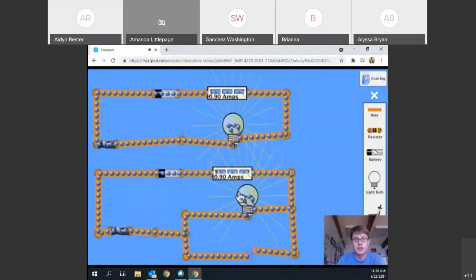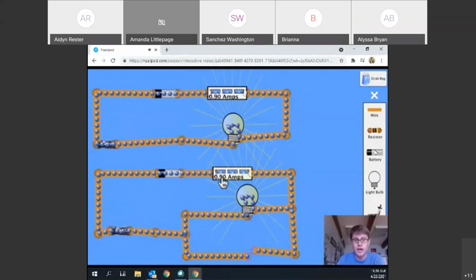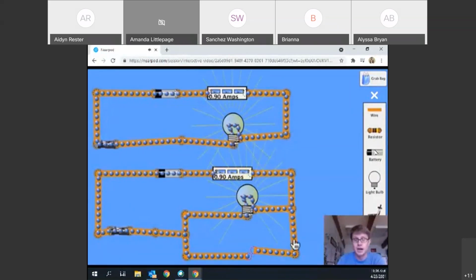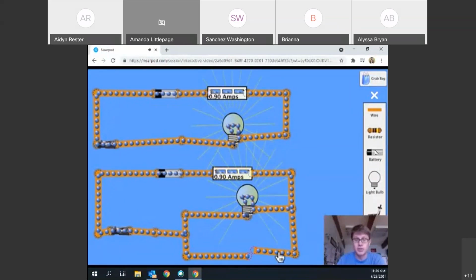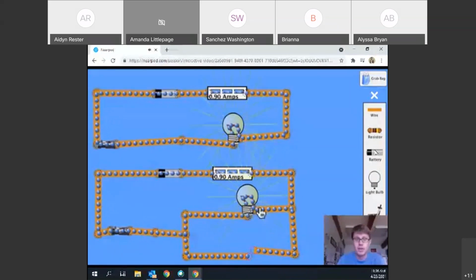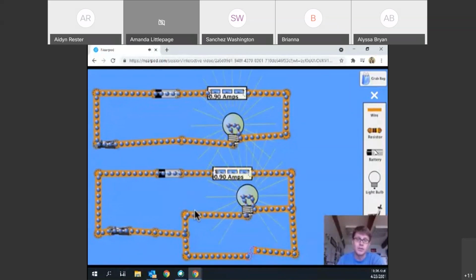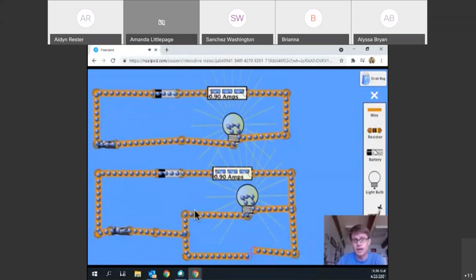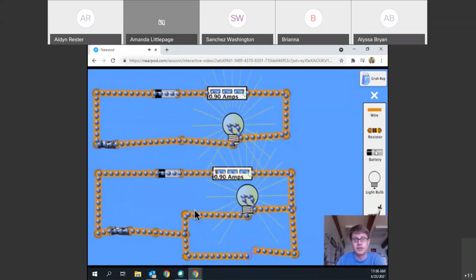Now you should have seen that when I removed that light bulb, the amps dropped down to 0.9, and electricity isn't flowing through this side. But by hooking it up this way, we've now got a path for electricity to go.